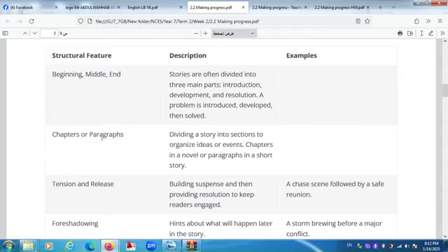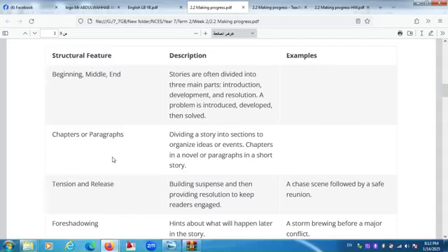Another structural feature, chapters or paragraphs. They divide a story into sections or organize ideas or events into paragraphs. As you know, a paragraph is a group of sentences which are related to one topic, while chapters are a group of paragraphs which deal with a main topic, a main theme, let's say. Chapters are found in a novel, or paragraphs can be found in short stories or novels.